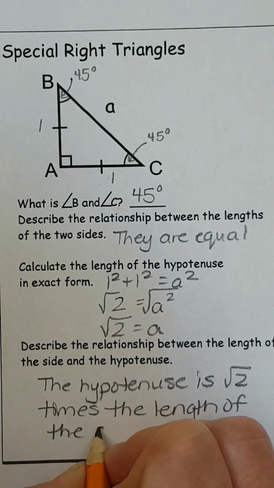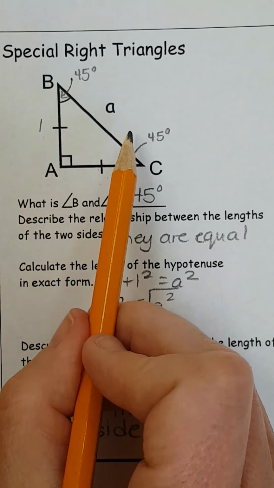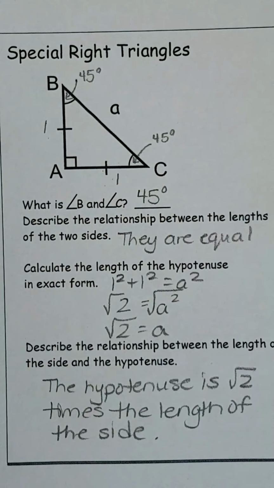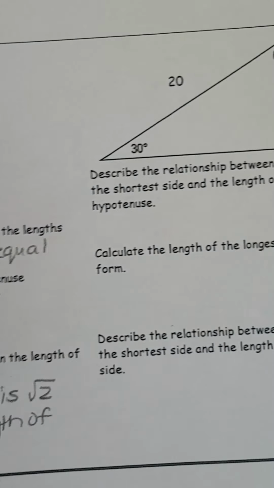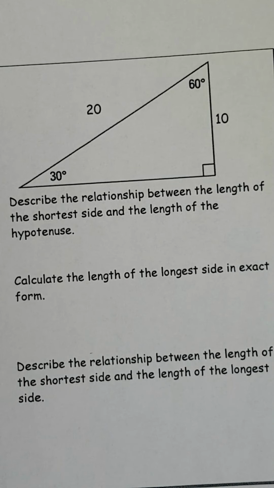So just bear with me here while I do that. So what we're going to do is I'm going to give you different measures for these, and you're going to have to calculate the other ones. And I'll show you that here as soon as we talk about the other one. And the other special right triangle is a 30, 60, 90. And it can look obviously like this. It can be rotated, all kinds of things.